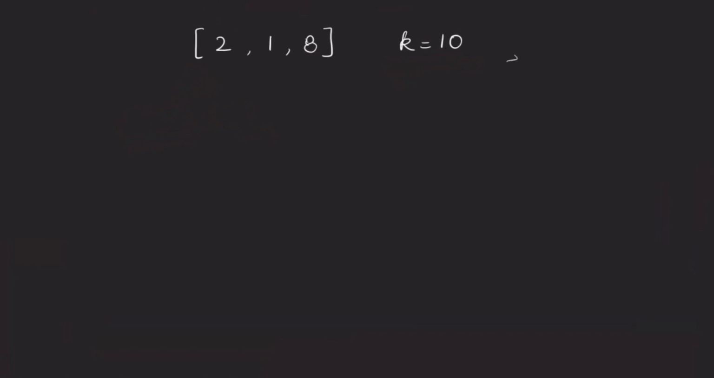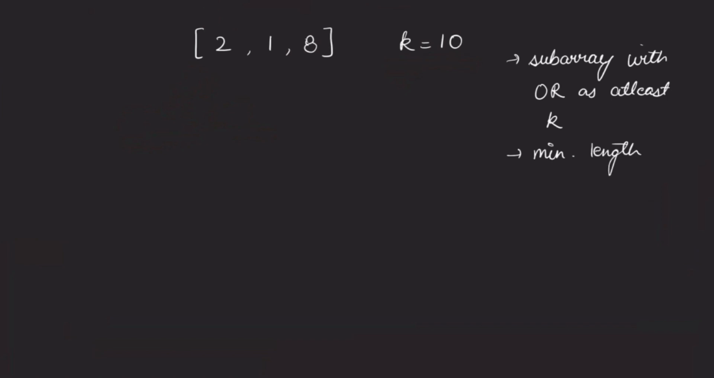So basically, we need to find a subarray with the bitwise OR at least k, and it should be of minimum length. This minimum length you need to return as your answer. So in this case, 2, 1, 8 and k is given as 10, when you do the bitwise OR of these three elements, it will come out to be 11. This 11 is greater than or equal to k, it is at least k. So in that case, your answer is going to be 3, because that is the smallest subarray that we can create out of this array where the bitwise OR is at least k.